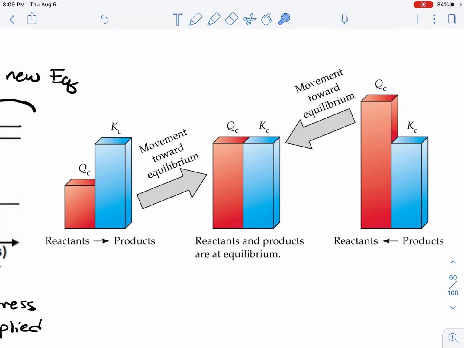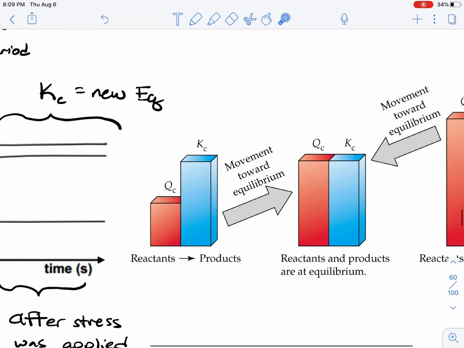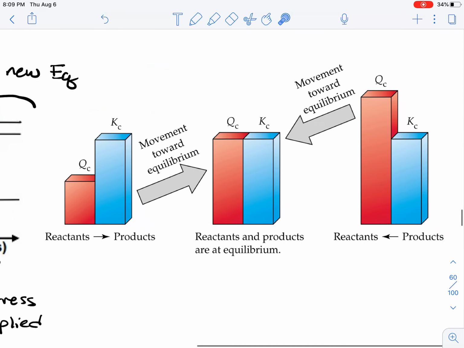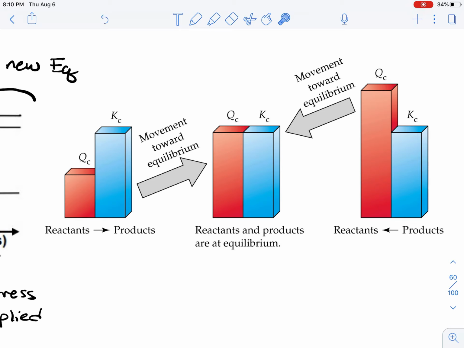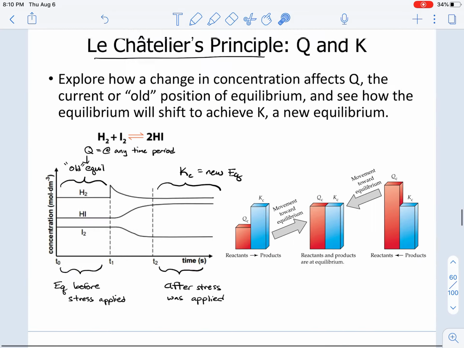And so if the roles were reversed, such that the reaction quotient Q, the position of the old equilibrium, is higher, if you will, than the equilibrium constant Kc, which is going to represent this new equilibrium, then that's telling us that for the old equilibrium to get to the new equilibrium, products must be converted into reactants.